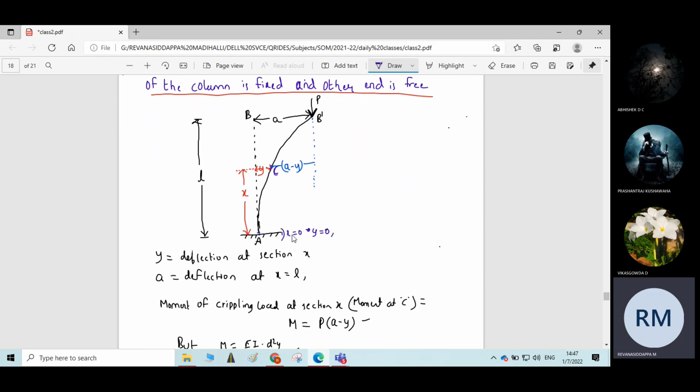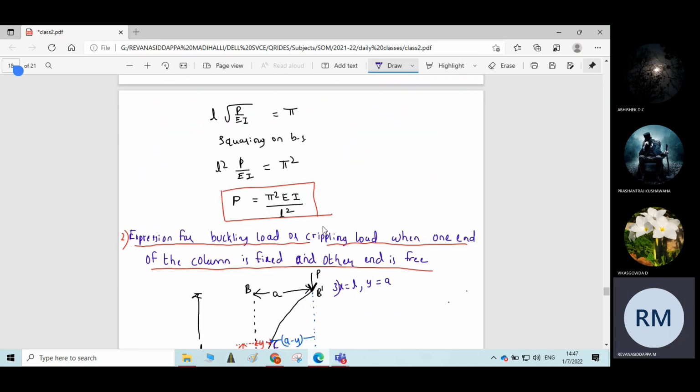This is the first boundary condition. The second boundary condition is when x equal to 0, the slope dy by dx becomes equal to 0. The slope of the curve is also equal to 0 at the fixed support. And the third condition at point B: when x equal to L, y equal to how much? When x equal to L, the deflection y is equal to a. So this is the third boundary condition.